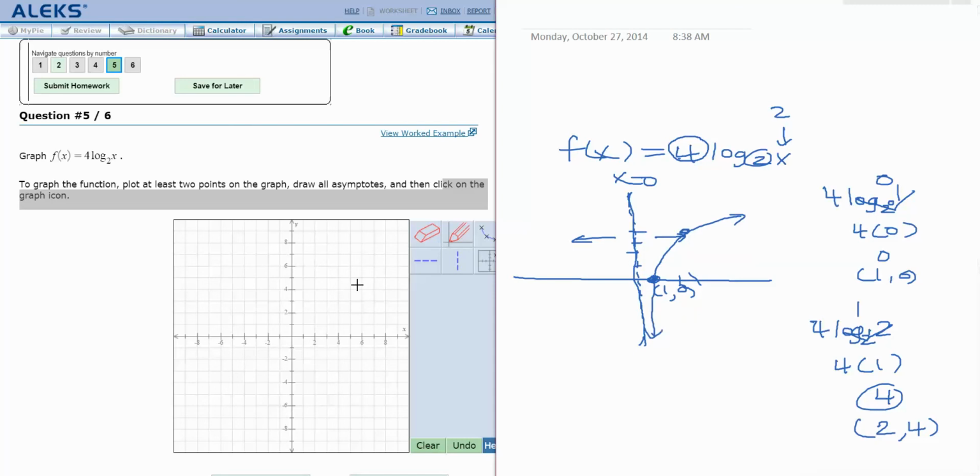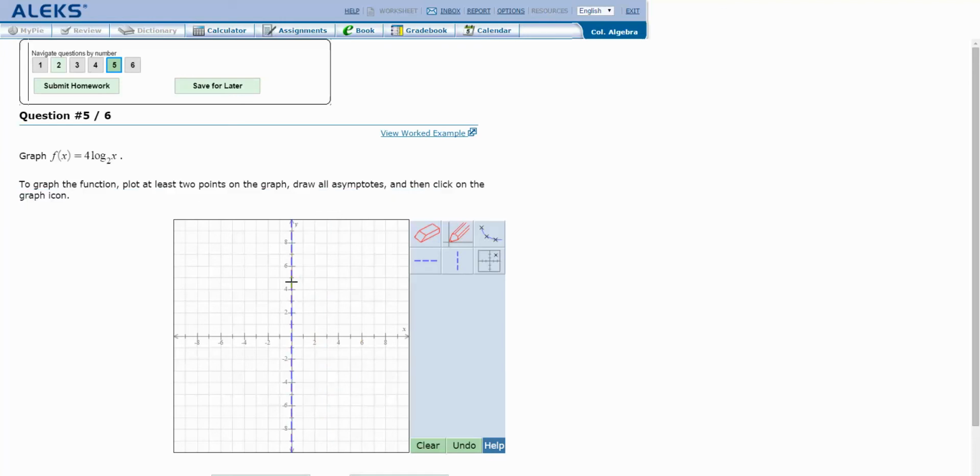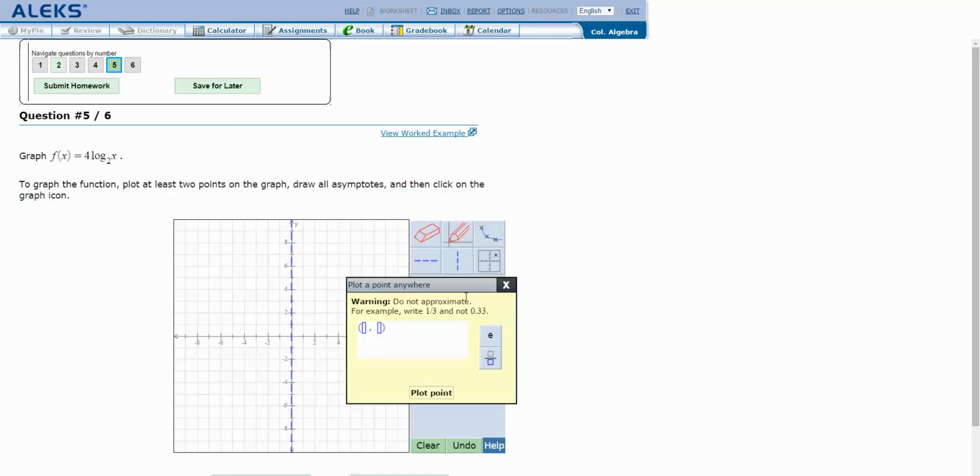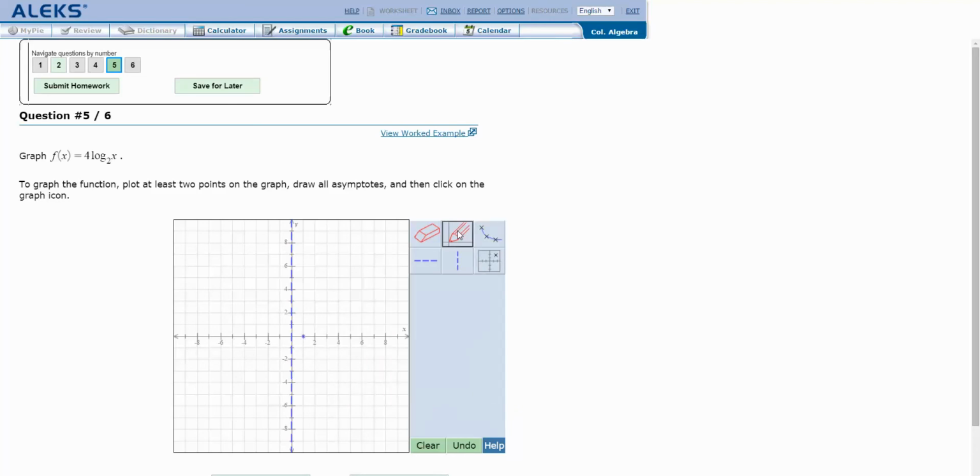So to graph this on ALEKS now, I'm going to graph the asymptote first at 0, and I can click on this icon to directly type in what my ordered pairs are, or I can also click on this pencil icon to plot those ordered pairs. So if I wanted to plot my (2, 4), I would just click on (2, 4). And then once you got all of that done, you got your asymptote and your 2 points, you click finally on the graph and it will complete the graph for you.